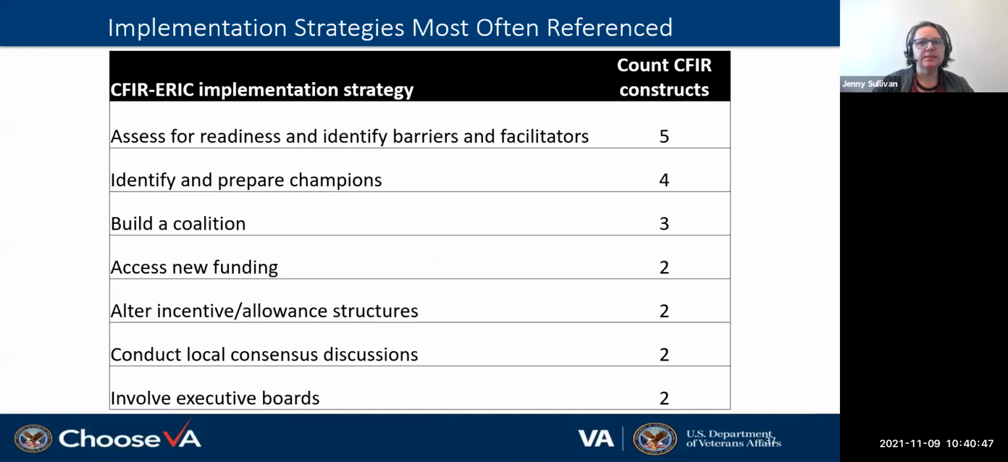In total, we identified 39 unique implementation strategies. Of those 39 strategies, there were 7 that came up multiple times. 3 strategies were referenced most often, as you can see here: assessing for readiness and identifying barriers and facilitators, identifying and preparing champions, and building a coalition, which is recruiting and cultivating relationships with partners in the implementation effort, in case you were wondering. And then there were 4 more that were mentioned within at least 2 CFIR constructs: access to new funding, alter incentive allowance structures, conduct local consensus discussions, and involve executive boards.